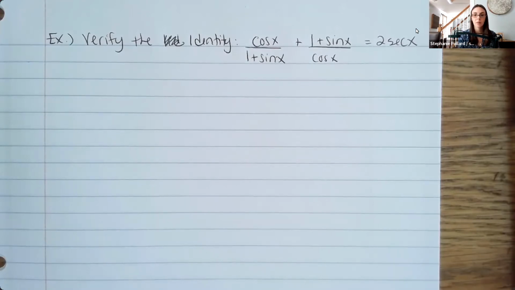So here I am trying to verify the identity cosine x over 1 plus sine x plus 1 plus sine x over cosine x equals 2 secant x. Again, usually it's easier to start with the more complicated side. So I'm going to start with the left-hand side and see if I can find a way to manipulate it using the identities we already know and some basic algebra to get to the right-hand side.